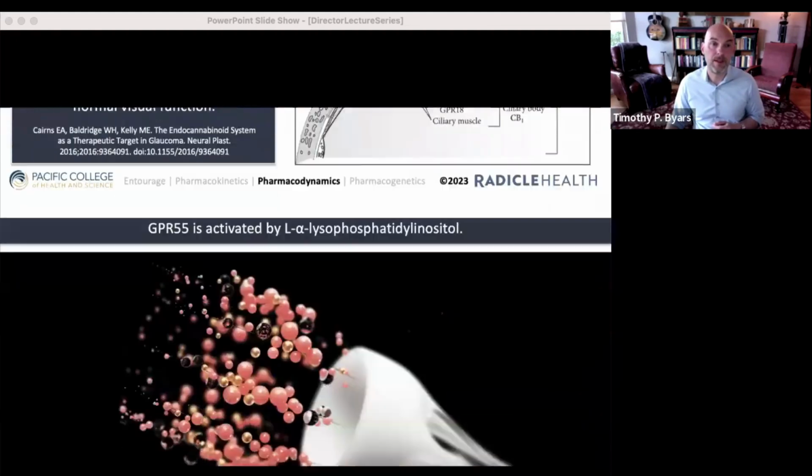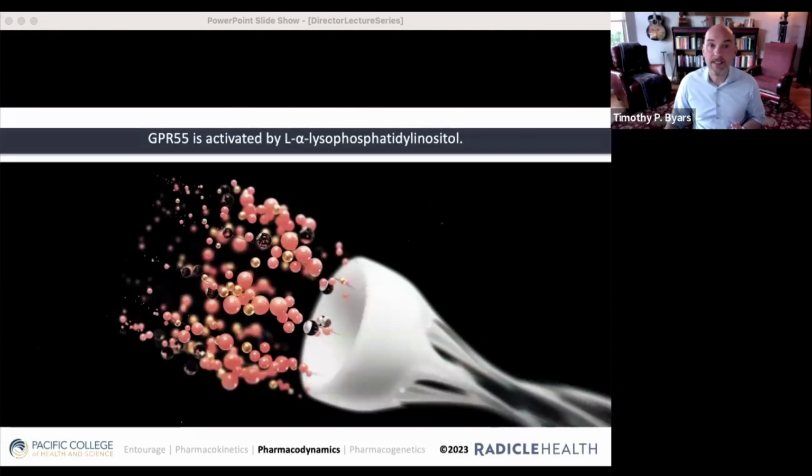All right, GPR55. So these receptors are located in the brain, also in the gastrointestinal tract, in the pancreas, in the adipose tissue, so in our body fat. There is an endogenous ligand that binds to GPR55. You can read its name on the slide. I'm not going to attempt that one.